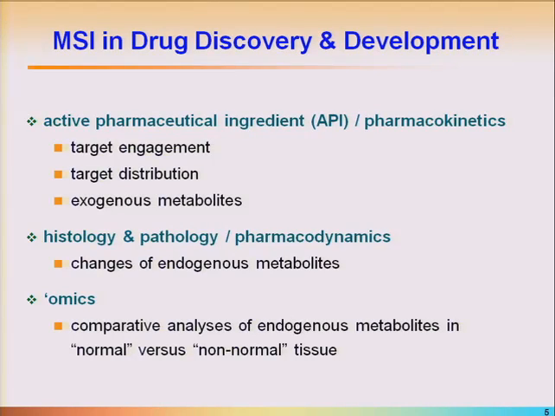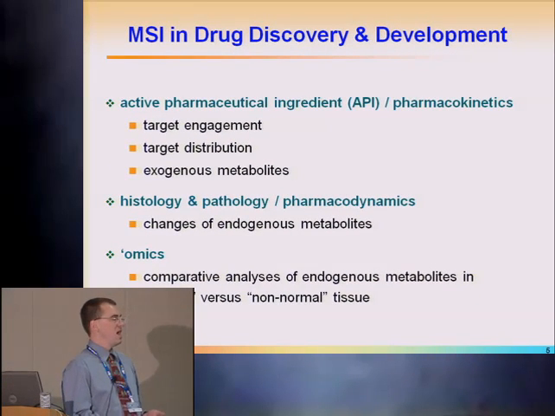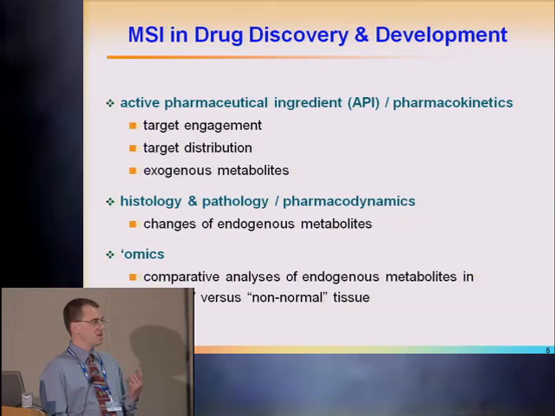So in drug discovery and development, there are basically three applications that we use MSI for. We have the active pharmaceutical ingredient, API, and we are looking at what the body is doing to it. So we have pharmacokinetics, which means target engagement: is the compound actually reaching the tumor, is it reaching the target? Then what is the target distribution? Are there specific regions where it's localized, where it's not reaching? And of course, does the drug form metabolites, which can sometimes be the more active compound, and sometimes are the reason for toxicity.